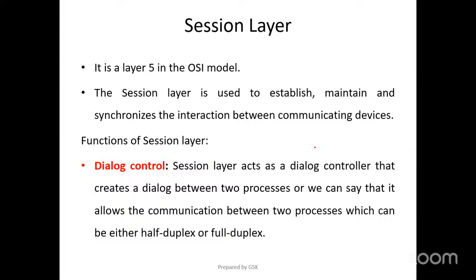Next, the session layer. This is the fifth layer in the OSI model. The session layer is used to establish, maintain, and synchronize the interaction between communicating devices. If you want to connect two devices in the network, it is the responsibility of the session layer to establish the connection between the two devices, point one. Next, it maintains the connection and synchronizes the connection. These are the responsibilities of the session layer.